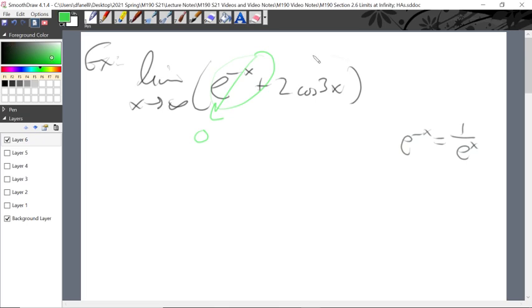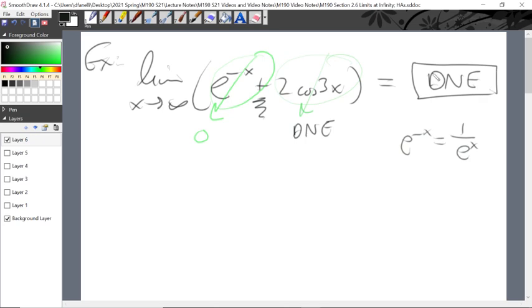And what about the other one? We have a cosine wave, going up and down and up and down. It is not approaching any limit. This limit here does not exist. And then we have to take the sum of the two. A finite number plus something that doesn't exist, well, ultimately the sum is therefore not going to exist. So this does not exist.